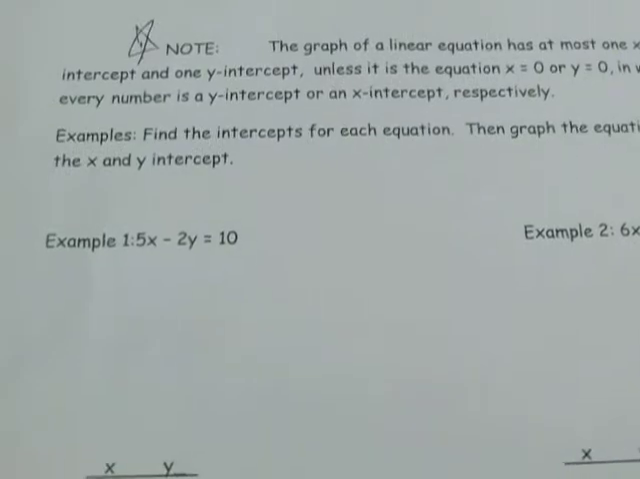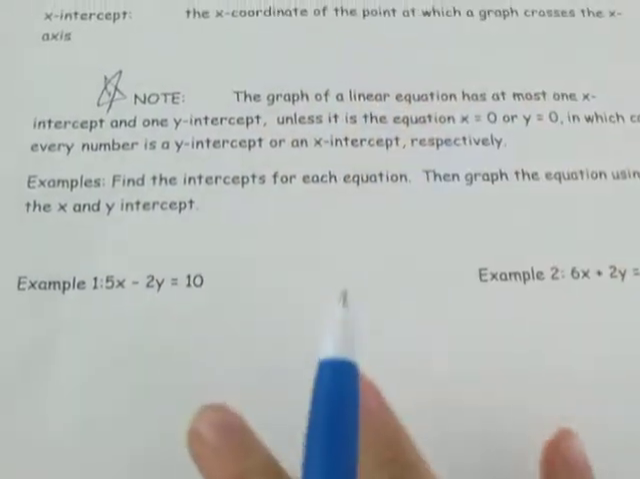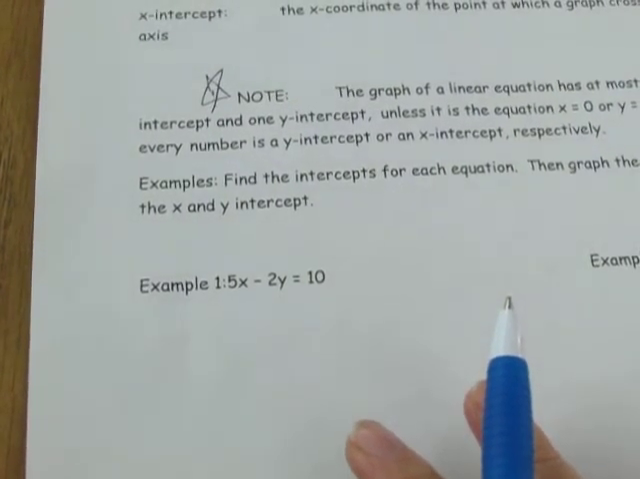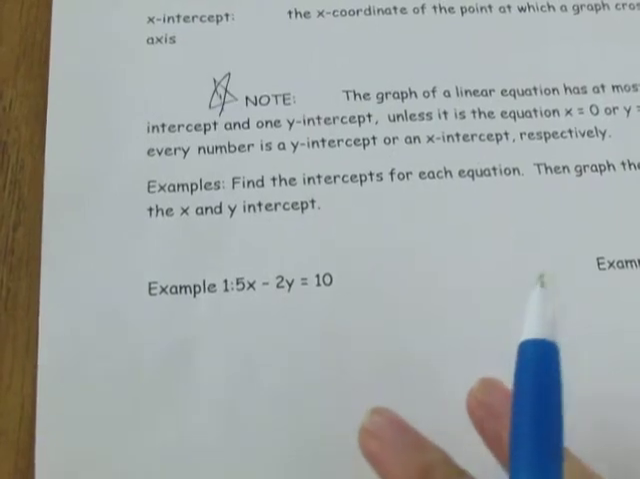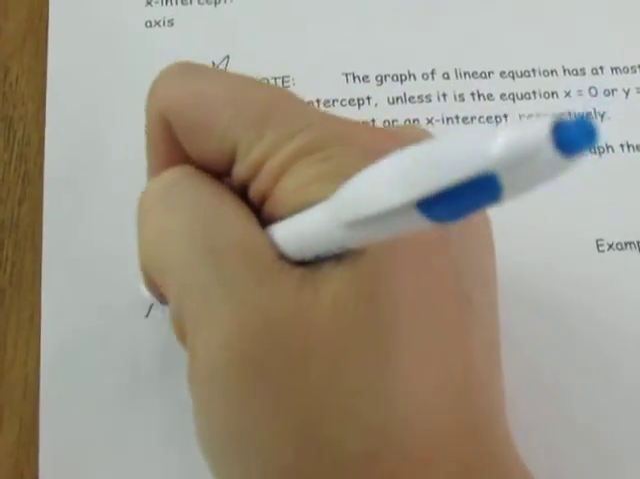So let's look at this first example. We have 5x minus 2y is equal to 10. Earlier today, you found the x and y-intercepts when you were given the graph. Now we're going to do the opposite. I'm going to give you the equation, and you're going to find the x and y-intercepts that way. So put right here, x-intercept.